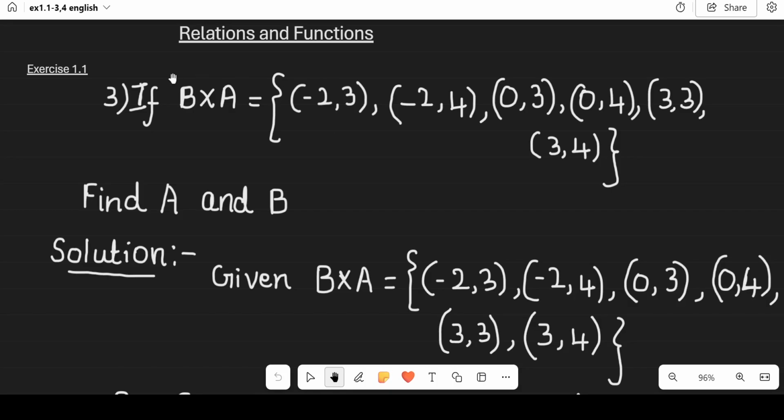In this video, we are going to solve third and fourth problems of exercise number 1.1. Here the first question is: if B cross A equals the set of (minus 2, 3), (minus 2, 4), (0, 3), (0, 4), (3, 3) and (3, 4), find A and B. So here the given data is B cross A. From that we should find out A and B.